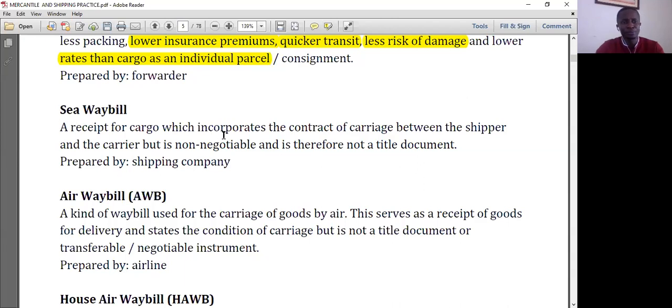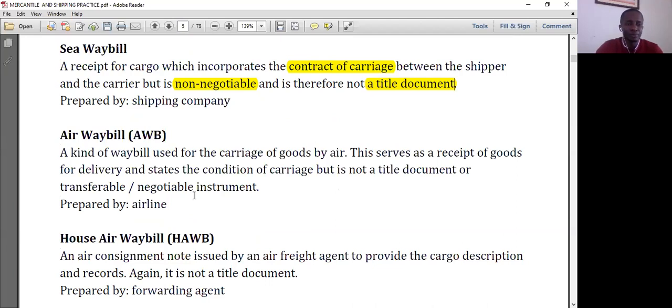Then we have a Seaway bill. These are receipts for cargo which incorporate the contract of carriage. So it involves the contract of carriage between the ship and the carrier, but it is non-negotiable, which means that this one also cannot be transferred to another third party. It's therefore not a title document. So this is not a title document. Only the bill of lading is normally termed as a document of title.